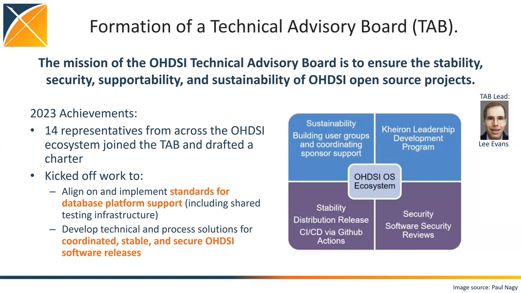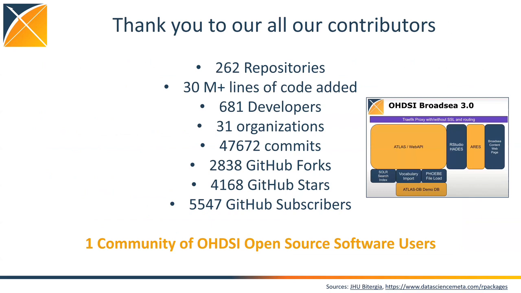To do this, you need to have good GitHub Actions. You need to have a large ecosystem. And so today we have over 262 repositories. Over 30 million lines of code have been added. The good news is I think 15 million lines of code have been removed as well. So there's a lot of refactoring that goes on.